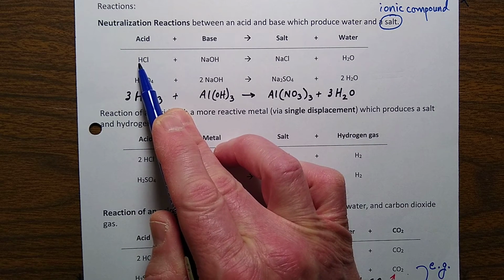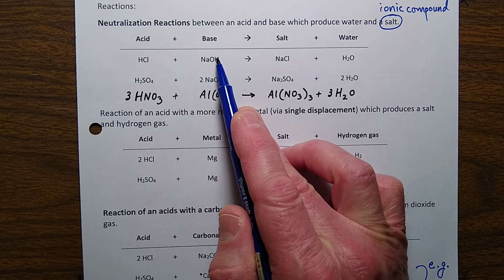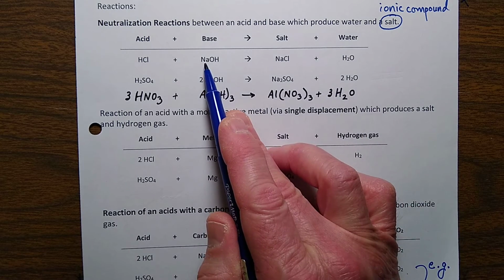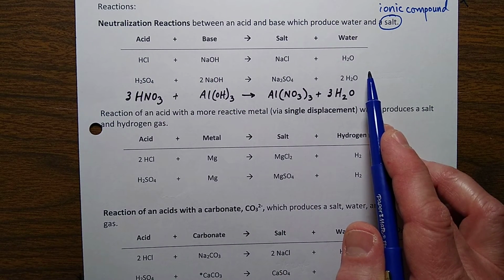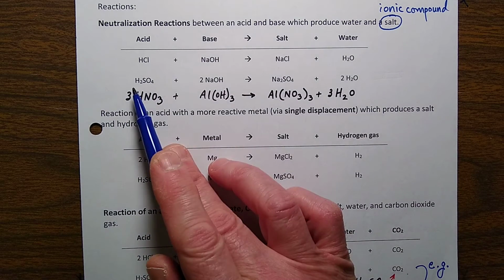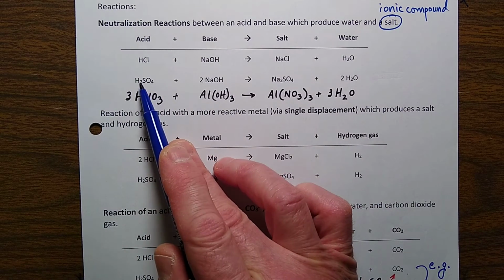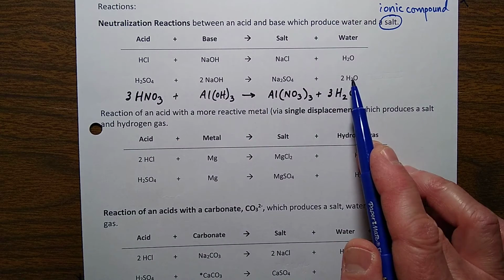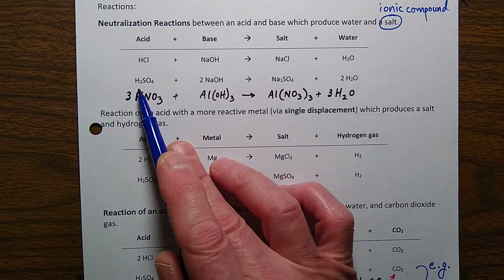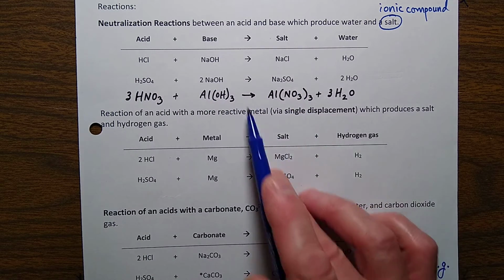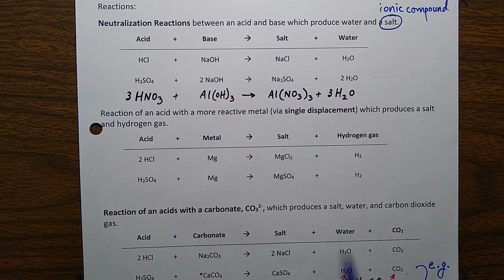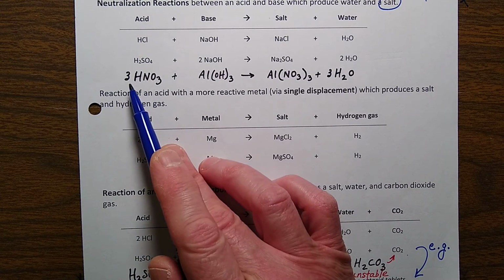The H of this acid goes with the OH here, you get water, and the sodium here goes with the chloride here. They just switch places. There's nothing real fancy going on here. Sulfuric acid: the hydrogen ion of sulfuric acid goes with the OH to make water. You just get 2 of them because there's 2 protons here. You get sodium sulfate as the other product. So there's your salt. Salt is an ionic compound.